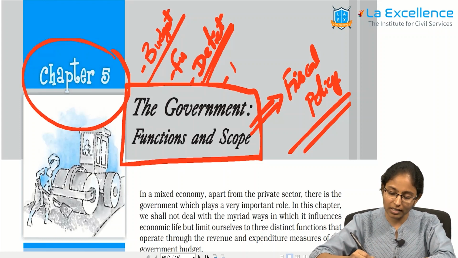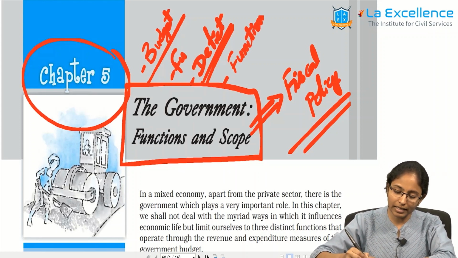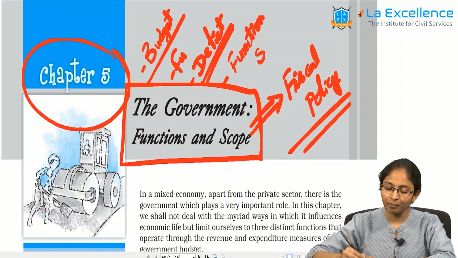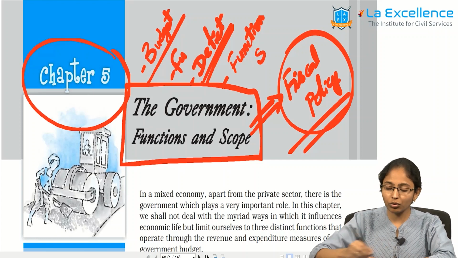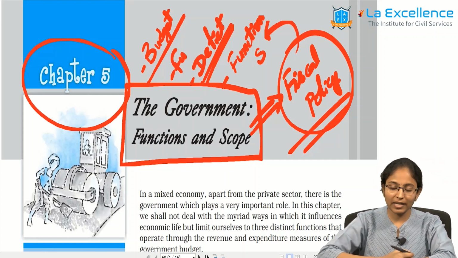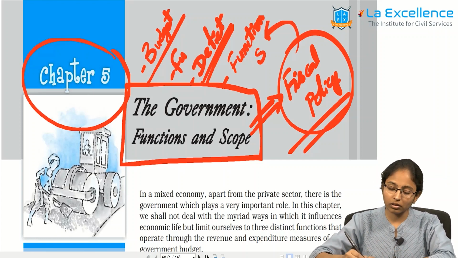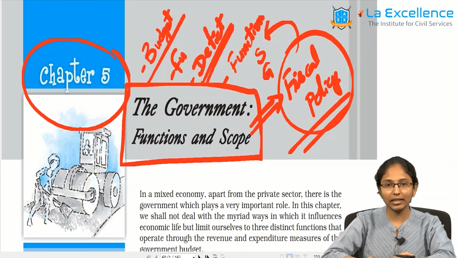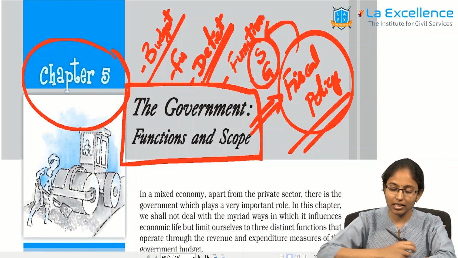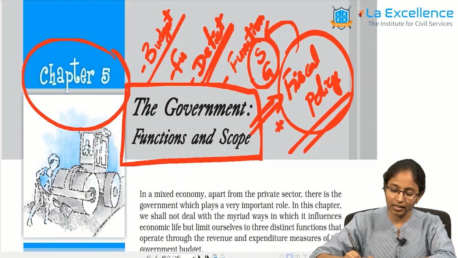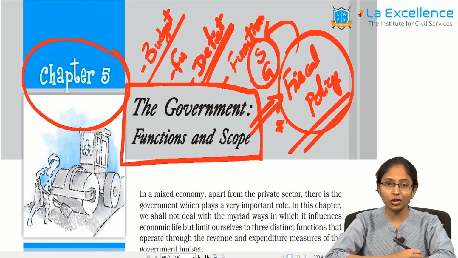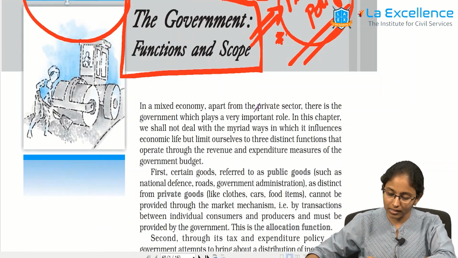We will also be understanding the function of government in maintaining price stability along with fiscal policy. How, using fiscal policy, price stability and growth can be achieved by the government. We will discuss these components in this particular chapter. This is a very important chapter, fiscal policy and the government's role and its scope. Let us start with this.